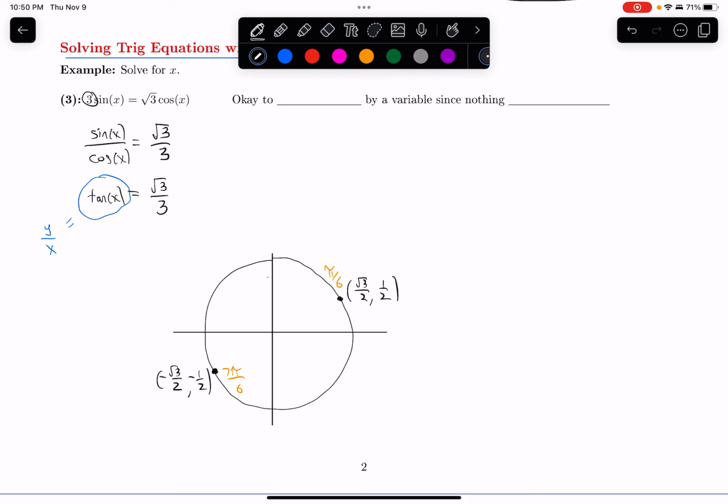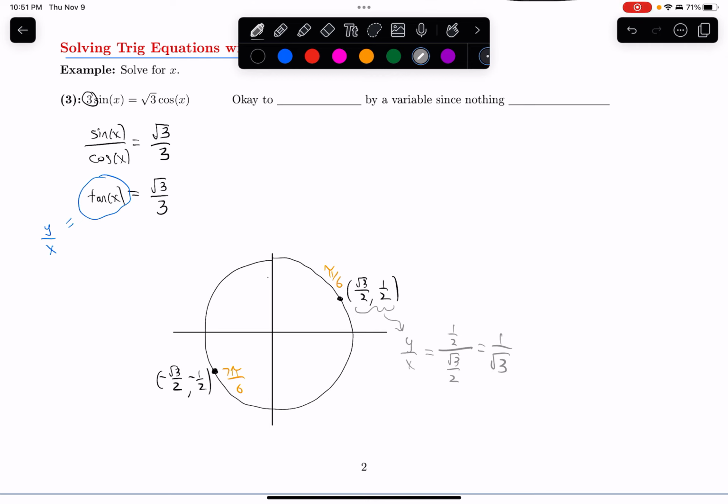But let's verify it. If I actually do y divided by x, does it actually equal this? So let's test it out. If I take this point, for example, and I do y divided by x, my y value is 1/2, divided by x, which is root 3 over 2. When I divide 1/2 by root 3 over 2, I'll have to multiply by the reciprocal of this. When I do that, the 2's will cancel, and I'll end up with 1 over root 3.